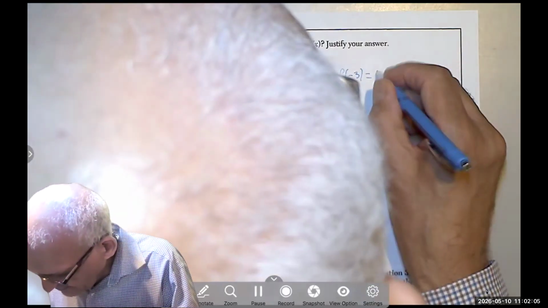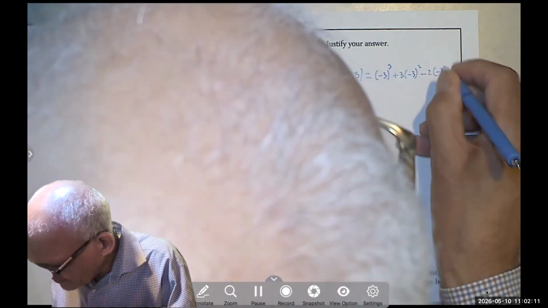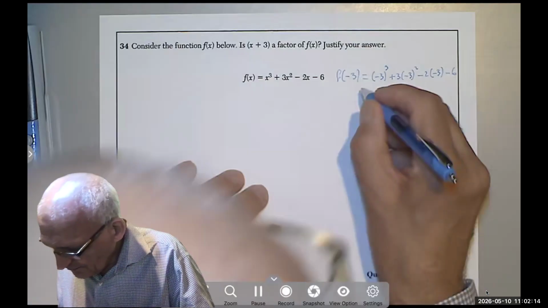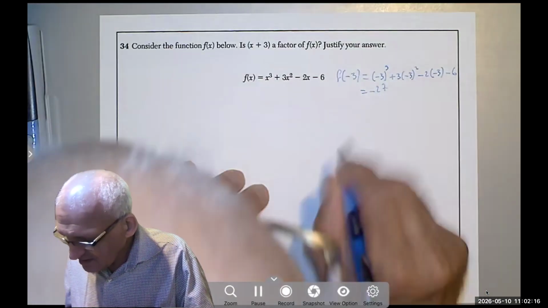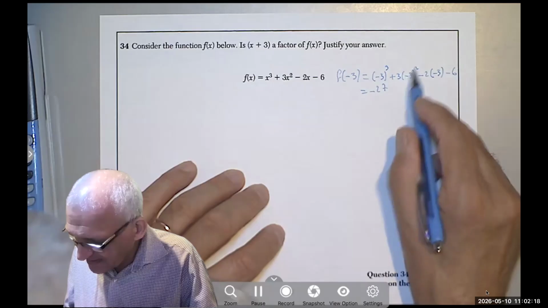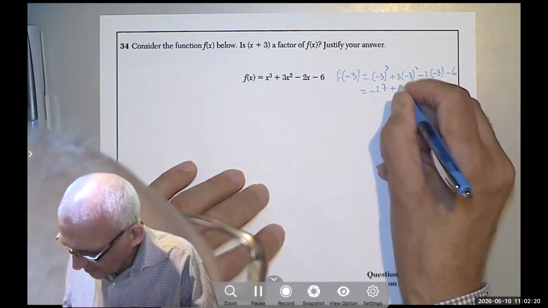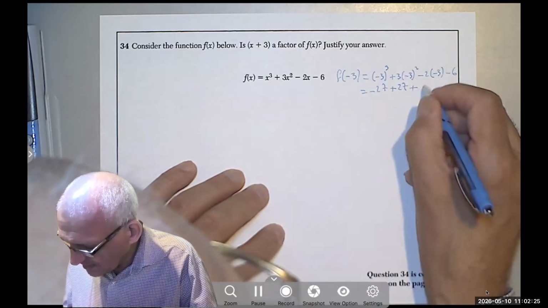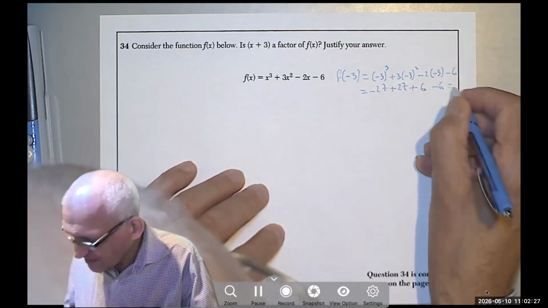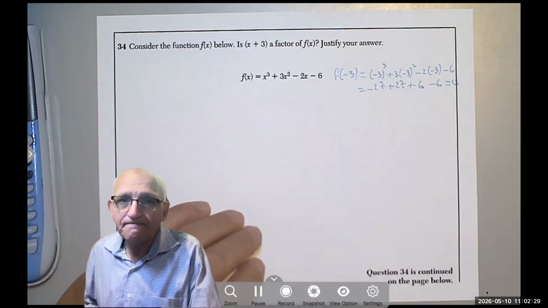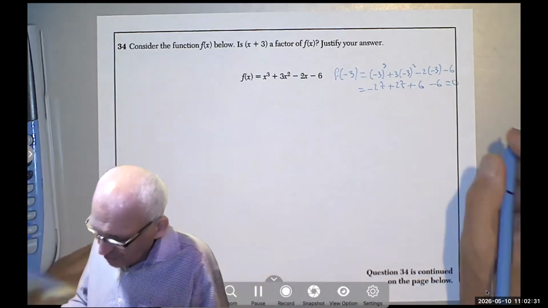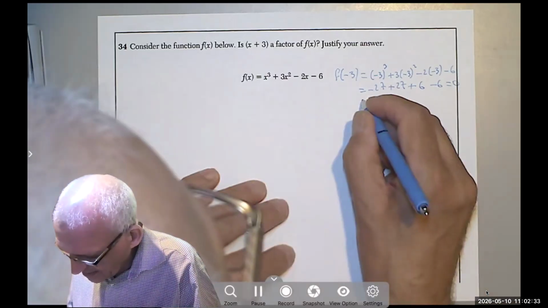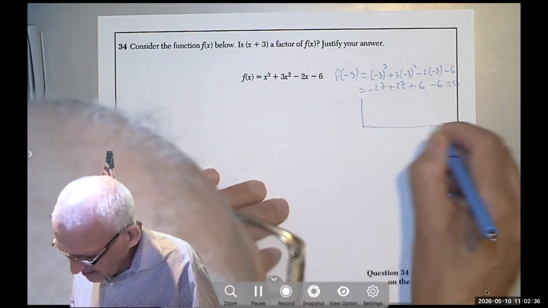I will get -3 cubed plus 3 times -3 squared minus 2 times -3 minus 6. The first one is -27. The second one, -3 squared, is positive 9 times 3 is 27. So these two would cancel. Negative times negative is positive, and 2 times 3 is 6 minus 6. Of course, it equals 0.